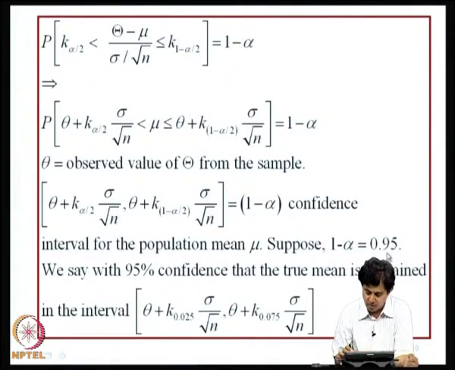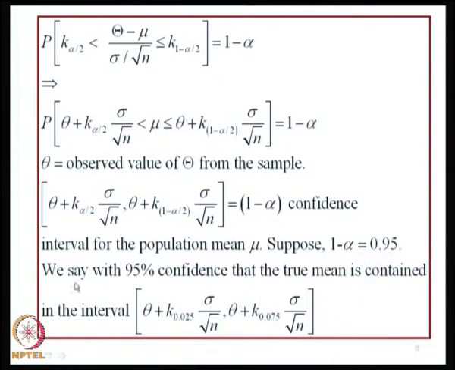Suppose 1 minus alpha is 0.95. What we are telling is, with 95% confidence I can say that the true mean is contained in the interval theta plus k 0.025 sigma by square root n and theta plus k 0.975 sigma by square root n. So, instead of telling the estimate of the population parameter is a single number, now I am providing an interval. That means this interval encloses the true population mean with a given level of confidence. This is a much more useful way of providing the answer.